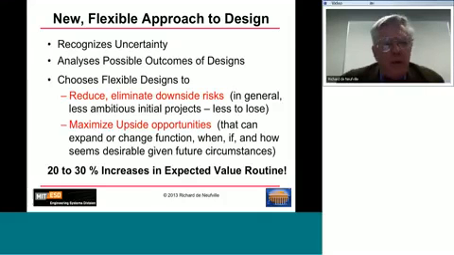Now, if you think that things might become more positive, that your product might sell better, you might have more customers for your sports events, you can think about how you can easily expand it, you can build that in, but it's often good to start in a less ambitious way to reduce the possible downside risks. On the other hand, you want to open yourselves up to maximize the upside opportunities. That is, how can you expand the facility or change its function, add functionalities, when, if, and how it seems desirable. And by doing those together, it's fairly easy to get 20 to 30% increases in expected value.